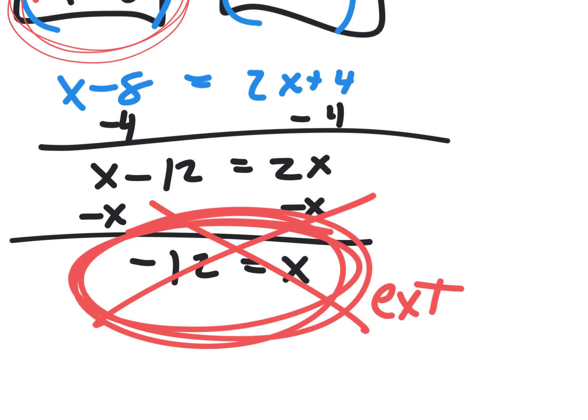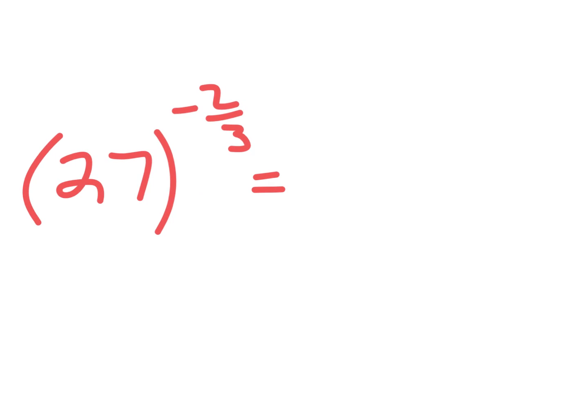All right. So many kinds of questions. What if I had 27 to the negative 2/3? Would you know how to do that? Don't say it, write it. I know some people could do it super fast in their head, but just write down what you think it is and then compare with the kid next to you. If you don't know, ask them, how do you do this one?